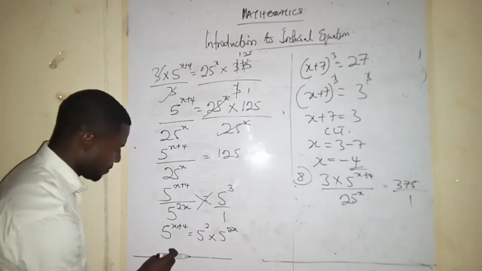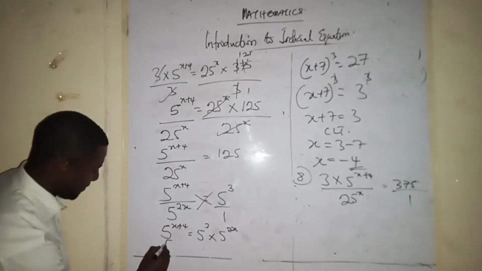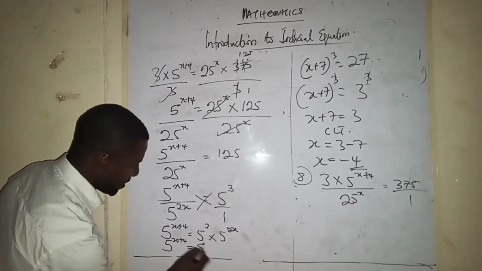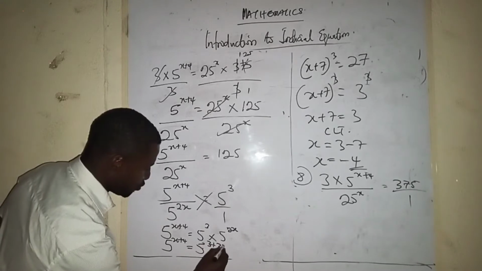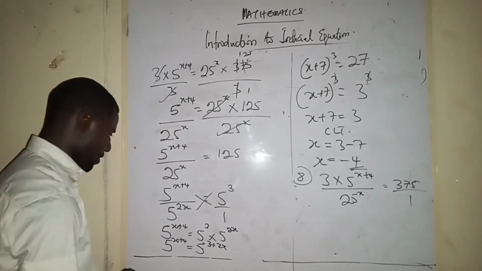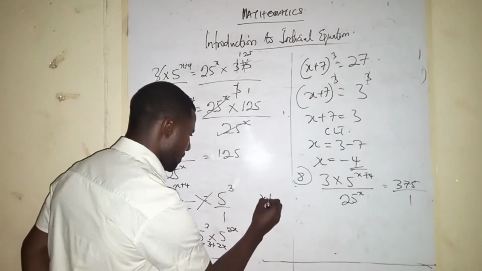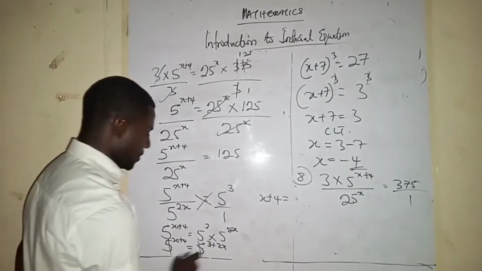When I do this, what am I getting here? I will now have 5^(x+4) is equal to 5. Take one of them, it becomes 3 plus 2x. Yes, we are there already. The 5 and the 5 will go. So you have x plus 4 is equal to 3 plus 2x.